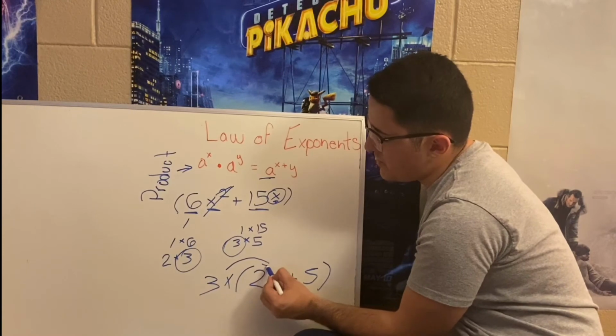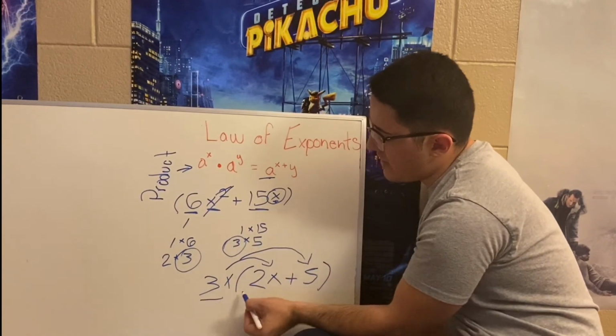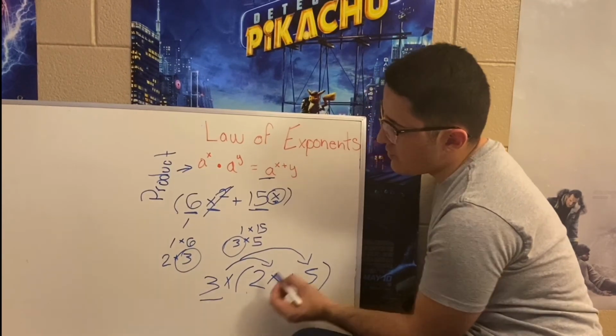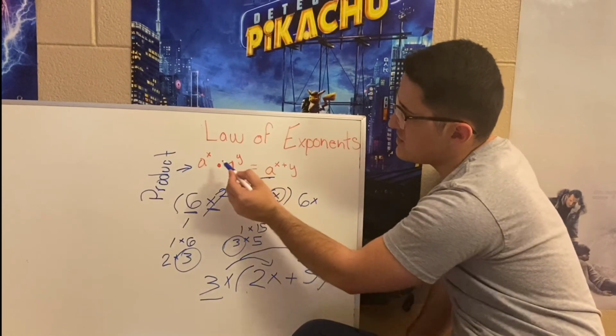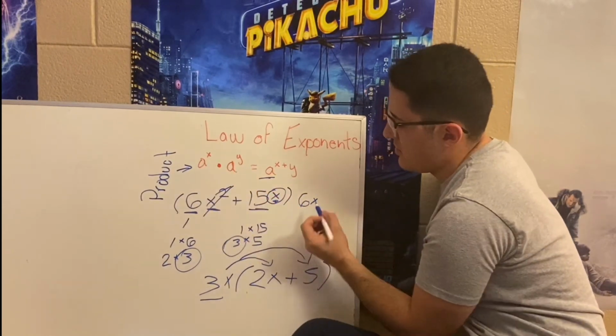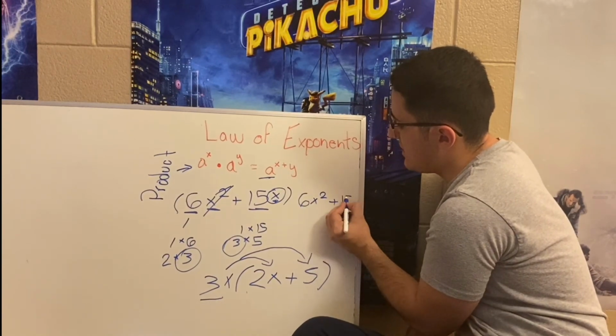If we want to distribute it to check the answer, we could just multiply this term by the terms inside, which in turn we would get 6x. Using this law, we know that it's squared plus 15x.